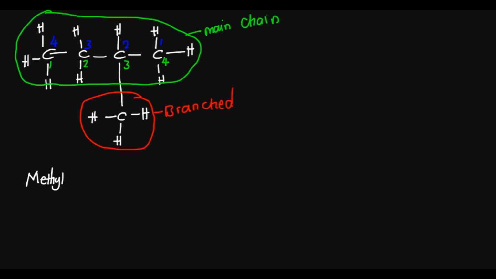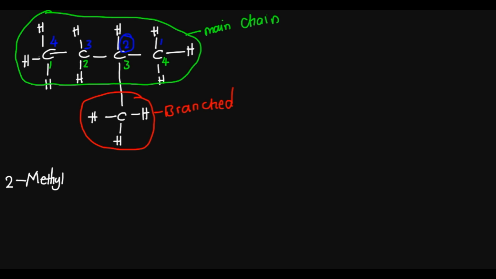So which number are you supposed to choose? In a case where you are getting different numbers, you always get the lower number. So we'll get 2 instead of 3. So that's the pattern. So it is 2-methyl. Then we go back to naming the main chain.